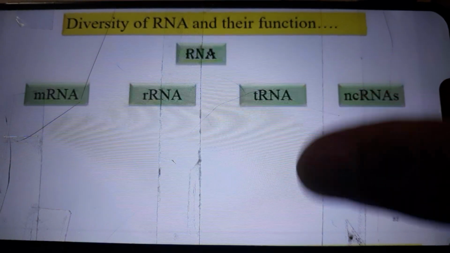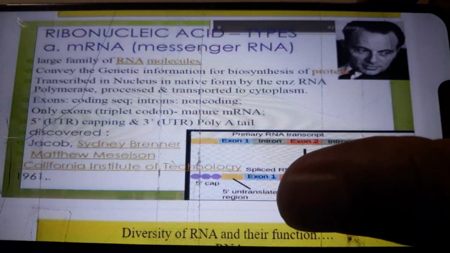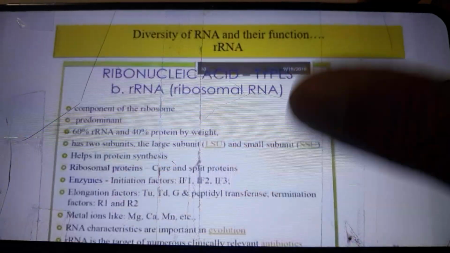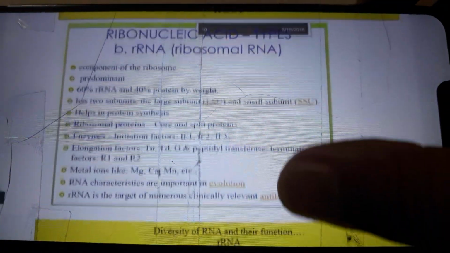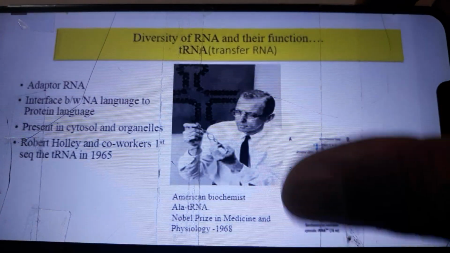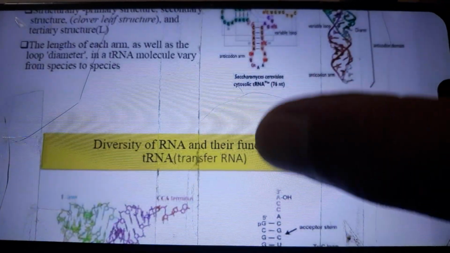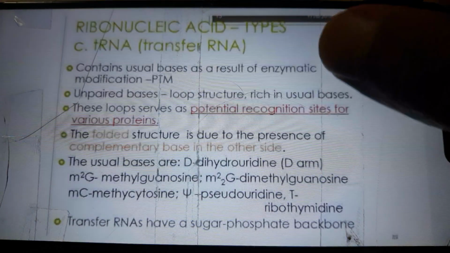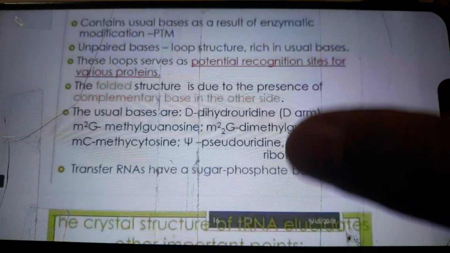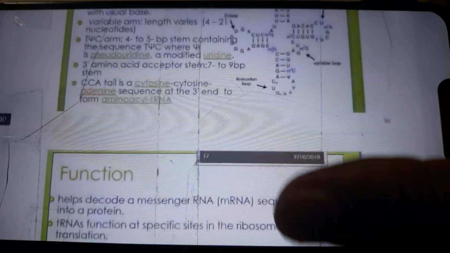Diversity of RNA and the function of RNA. Nucleic acid, messenger RNA. Ribonucleic acid types: mRNA, messenger RNA. So all points to be noted, okay? Take a screenshot. Types are based on sedimentation rate. Diversity of RNA and the function of tRNA, transfer RNA. Ribonucleic acid types, tRNA, transfer RNA. The crystal structures of tRNA are the important points.